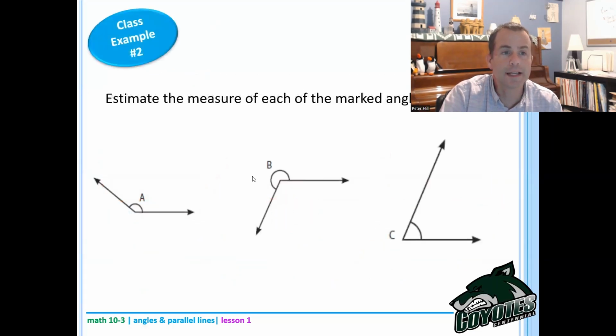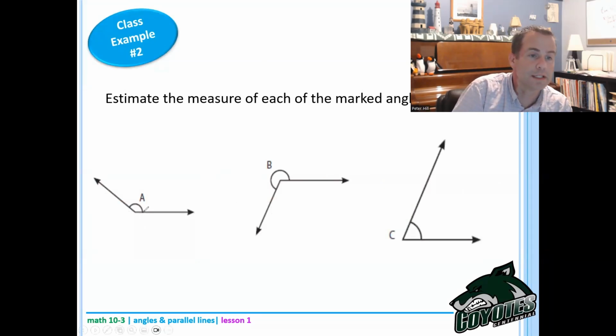So class example number 2, estimate the measure of each of the marked angles below. Now, again, you have to pay attention to the fact that you got to follow this little curve here, okay? So what that's saying is the angle is on the inside here, as opposed to this guy, the angle's on the outside, okay?